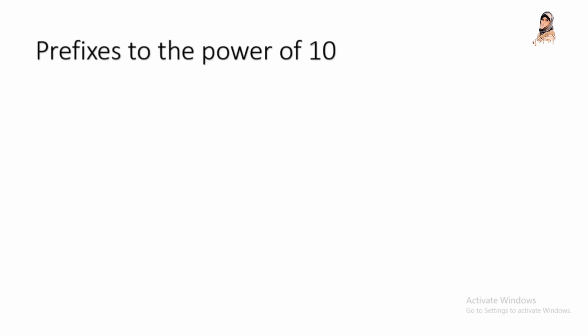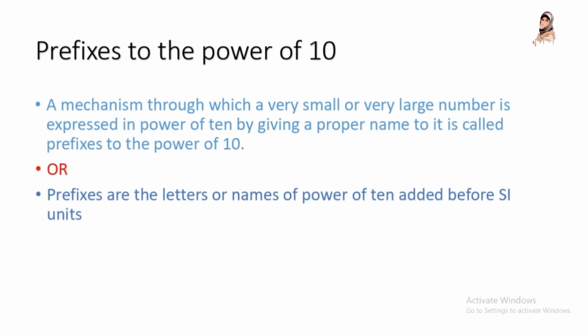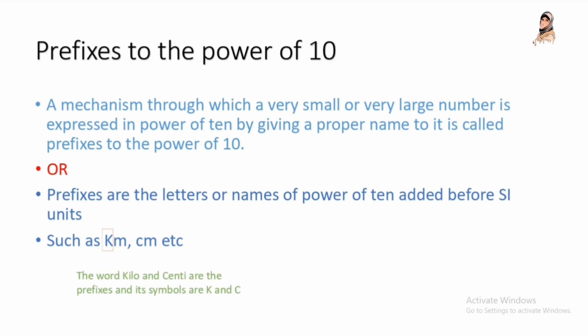What are prefixes to the power of 10? Well, a mechanism through which a very small or very large number is expressed in power of 10 by giving a proper name to it is called prefixes to the power of 10. Or in other words, we can say prefixes are the letters or names of power of 10 added before SI units. For example, such as kilometer and centimeter, etc. The words kilo and centi are the prefixes and their symbols are K and C.